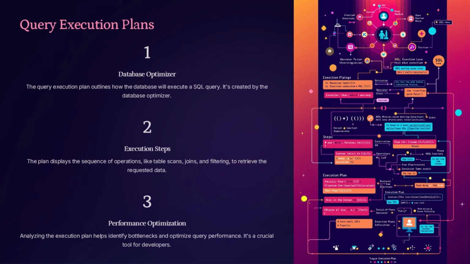The plan displays the sequence of operations, such as table scans, joins, and filtering, that the database will perform. Analyzing the execution plan helps identify performance bottlenecks, allowing developers to optimize the query for better performance. Understanding and optimizing query execution plans is a crucial skill for developers working with databases.